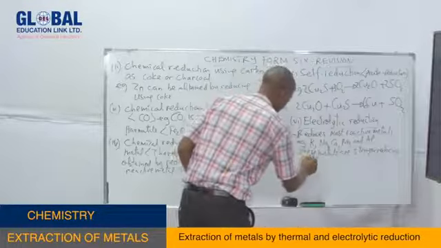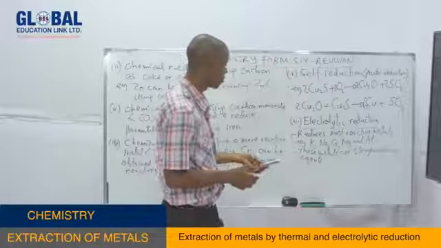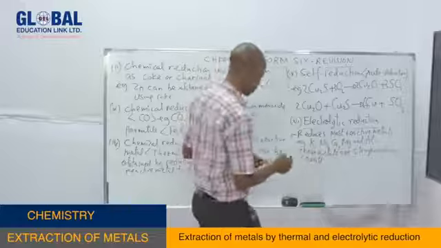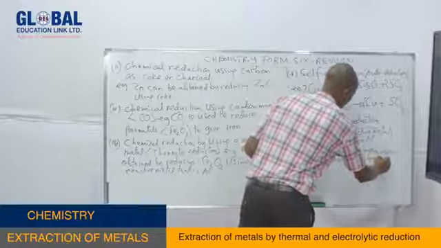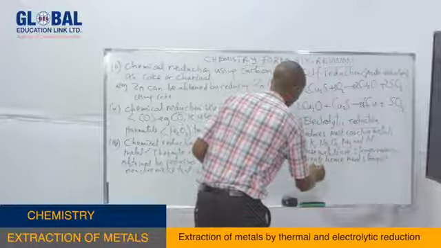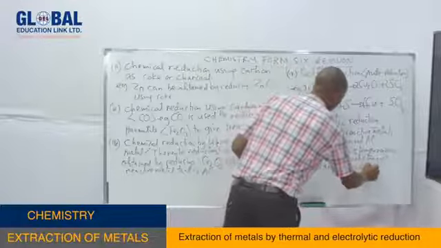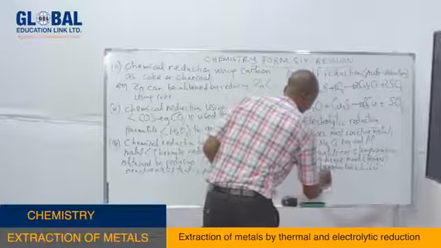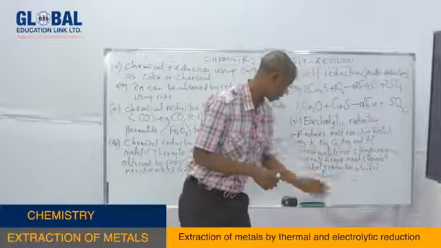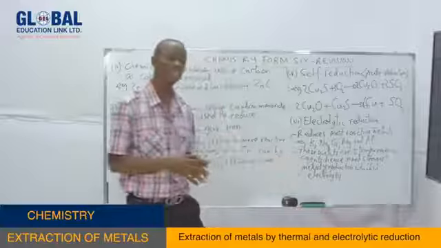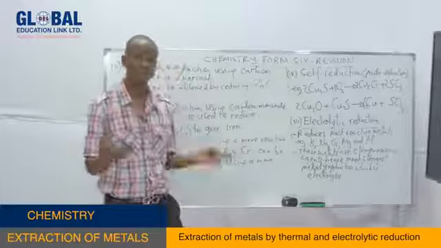Stronger reducing agents. Therefore, they need the strongest method of reduction, and the strongest method of reduction is electrolytic reduction. And this method is used using the fused chlorides of these metal compounds or their oxides.